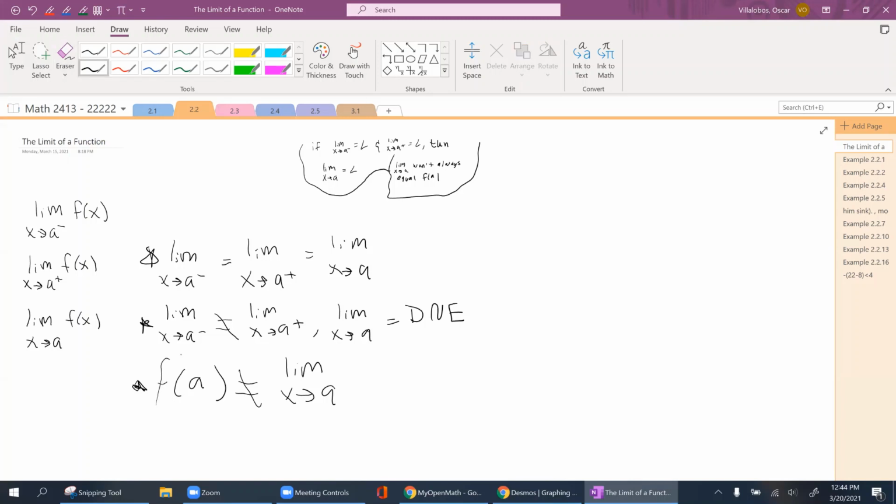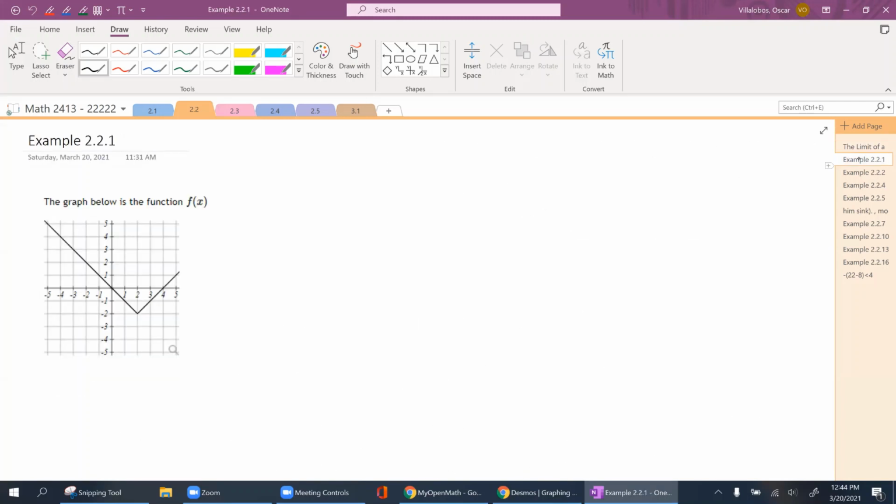All right, let's go ahead and apply this. We're going to start with example 2.2.1. You're given a function below, a graph, and you're asked to find the limit as x approaches -2 of that function.